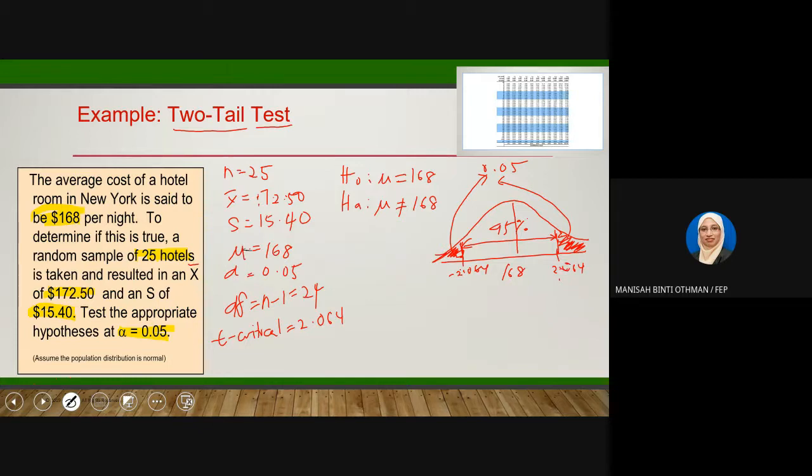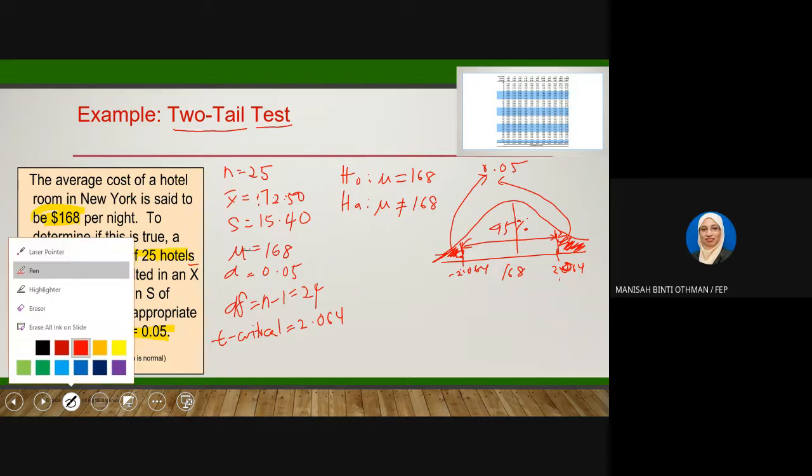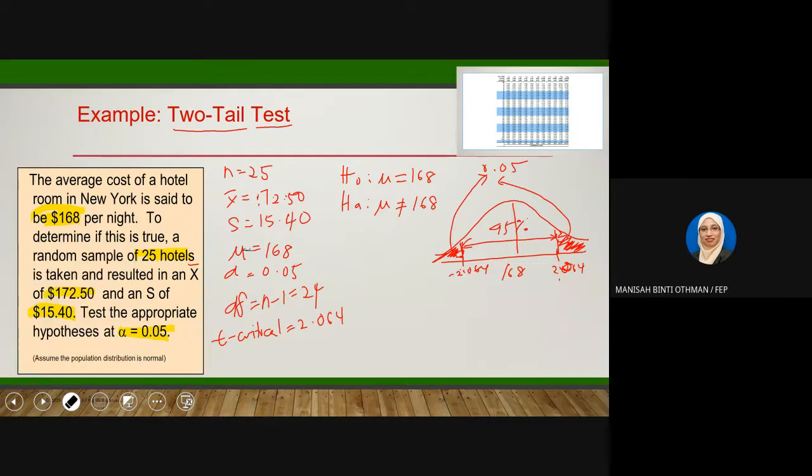When you convert to the T distribution, the mean is 0. So 0 is in the middle and the critical values are 2.064 and negative 2.064. This means that if you get a value more than 2.064 or less than negative 2.064, you will reject the null hypothesis, depending on the T calculation.